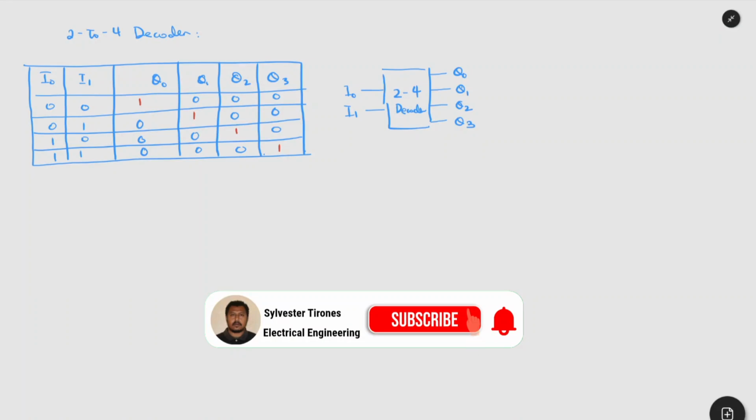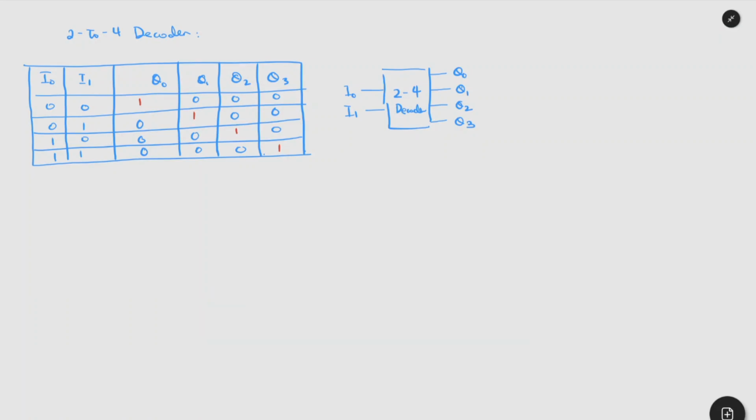In our discussion about the 2 to 4 decoder, we have seen that with the input, when we have 0, 0, we have Q0 which will be 1, and 0, 1 we will have Q1 equal to 1, and Q2 and Q3 respectively. And remember that if this circuit has all the inputs from 0, 0, 0, 1, 1, 0 and 1, 1 applied at the input, there will be some output which is given in this truth table.